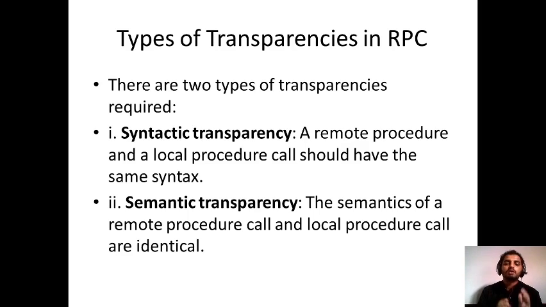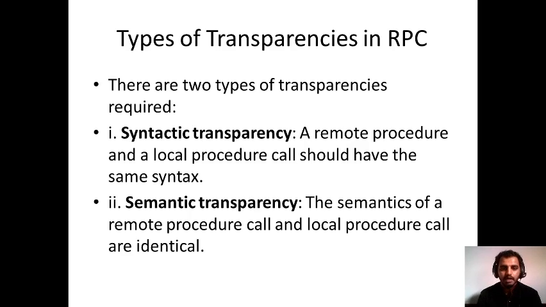That particular thing is called semantic. If I'm very much addicted or stick to the grammar, then it is called syntactic. And semantics means it takes the understanding. Now coming back to the transparency in RPCs, what does it say? Syntactic transparency is a remote procedure and local procedure.